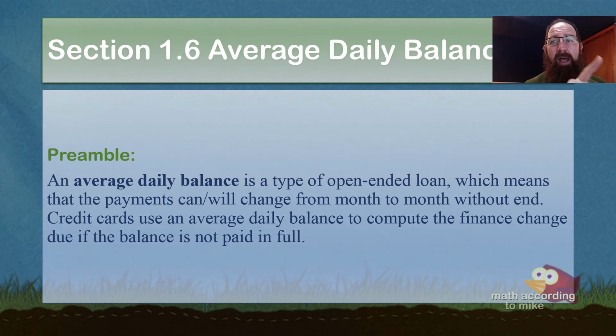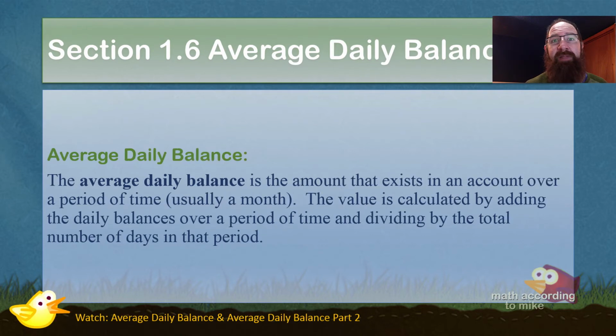All right. Next up is the definition of an average daily balance. The average daily balance is the amount that exists in an account over a period of time, usually monthly, and it's calculated by adding the daily balances for the entire period and dividing by the number of days in that period. In other words, you may have heard of a weighted mean, which we're going to do in a couple chapters. We're going to also see this as expected value. It's the exact same formula.